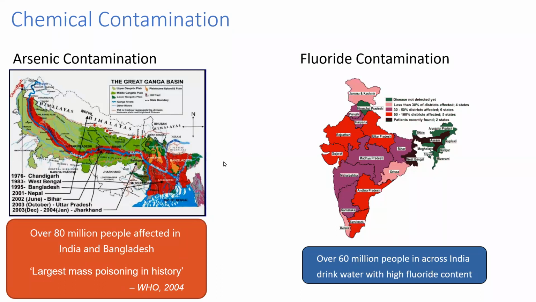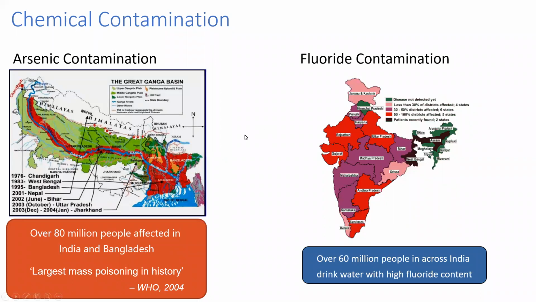and that is causing a lot of diseases and even deaths. If you talk about fluoride contamination, a lot of states in India, like Rajasthan, Gujarat, UP, Andhra Pradesh, Tamil Nadu, have fluoride contamination in the groundwater. So both arsenic and fluoride contaminations are actually groundwater problems. They are not surface water problems. Over 60 million people across India drink water with high fluoride content. Fluoride is a little less dangerous than arsenic, and it can be reversed. However, arsenic is really very, very dangerous, and it cannot be reversed.